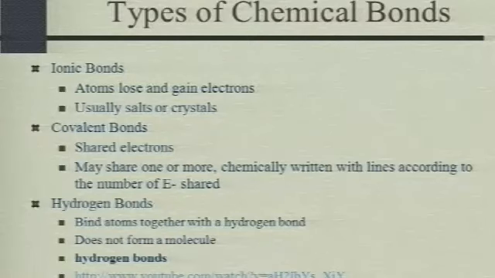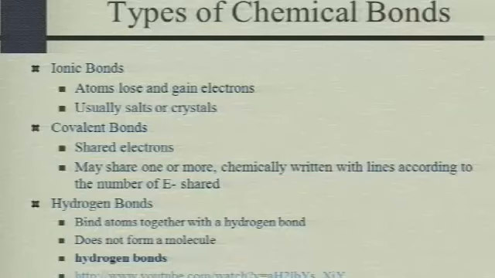Now, because the sodium has a positive charge and the chlorine has a negative charge, they actually are attracted to each other because opposites attract, and those positives and negatives attract to each other. Ionic bonds are usually going to form salts or crystals. Perfect example, sodium chloride.